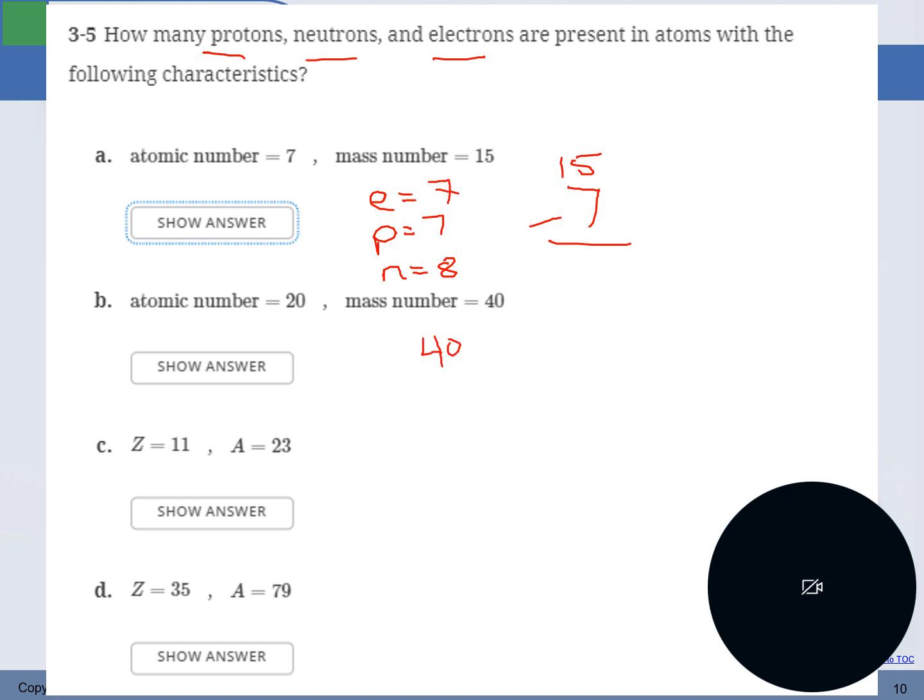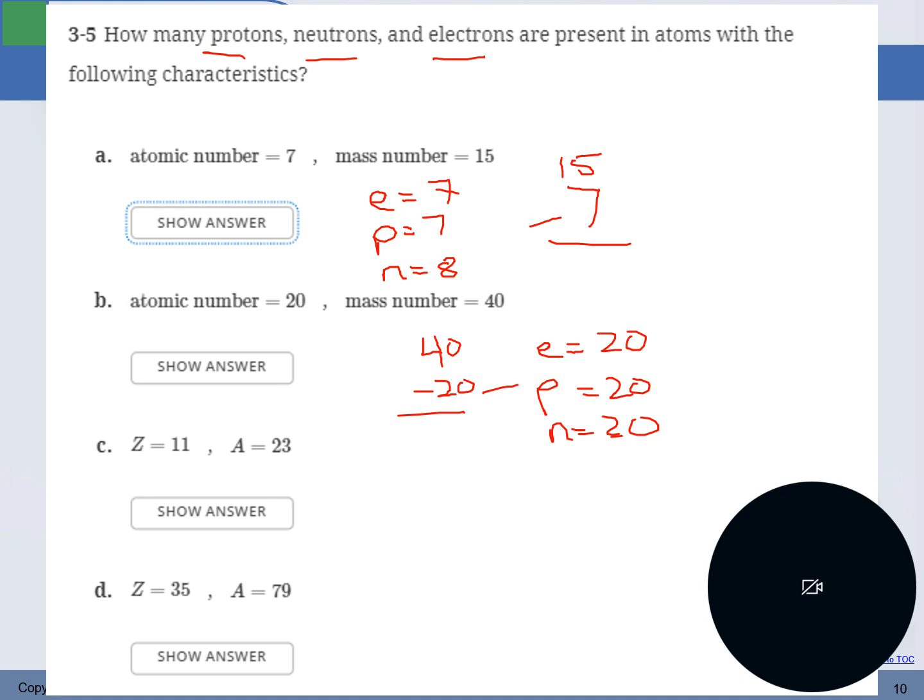Doing the same thing here, 40 and 20. Remember, protons is equal to the bottom number, so that's our protons. Subtract the two, you get the number of neutrons. So our neutrons is equal to 20, just like our protons was, and our electrons and protons are equal to each other, so 20.